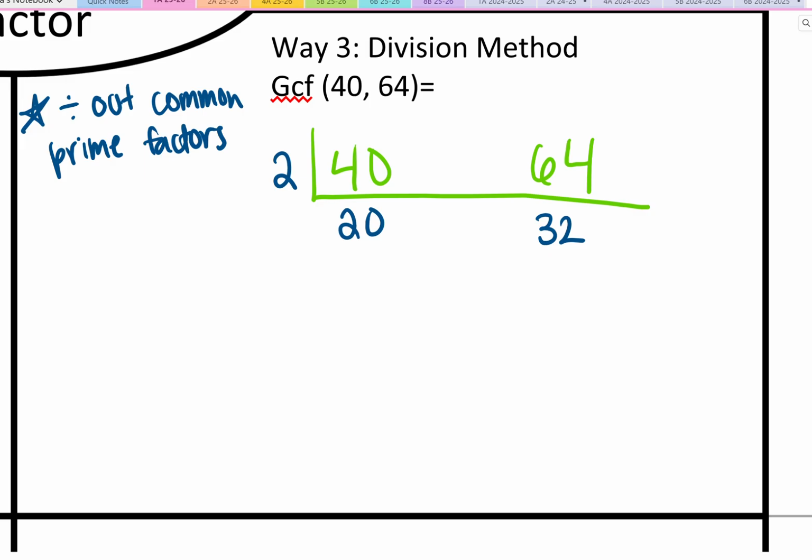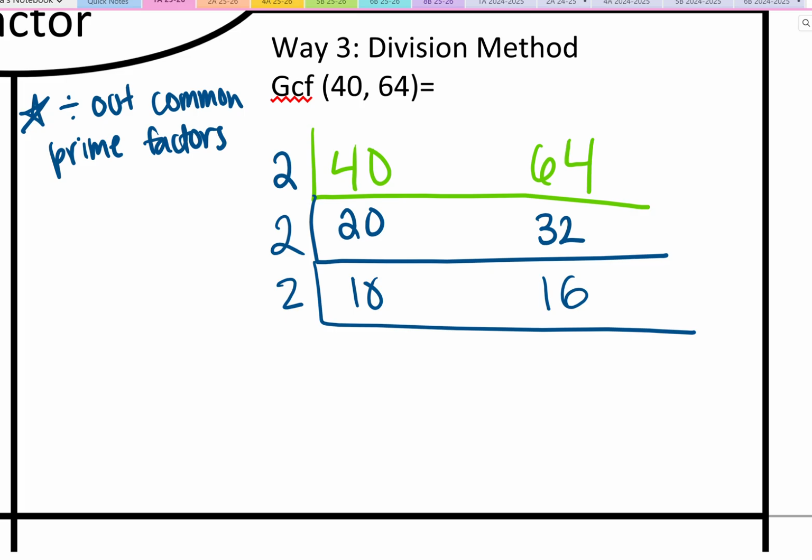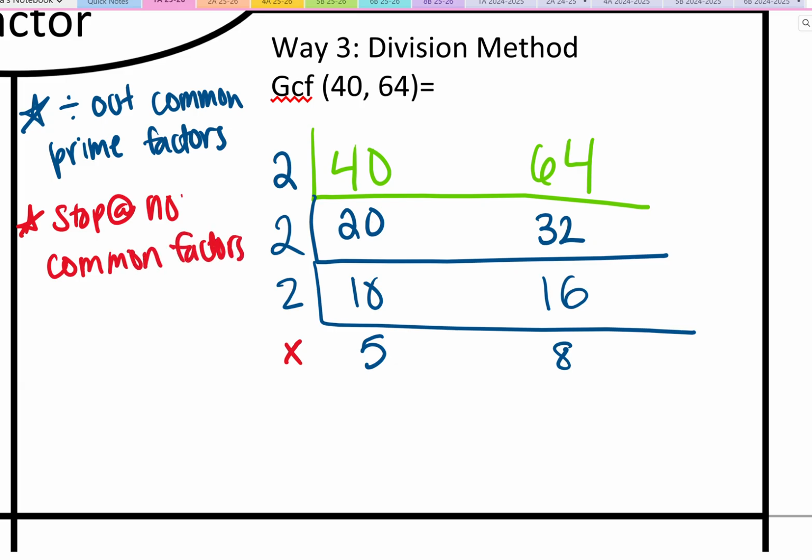32 and 20 are both even, so I know that I can keep dividing this out. I'm dividing out the common prime factors. I can divide out another 2, and that's going to give me 10, and this is going to give me 16. Okay, can I divide out anything else? 10 and 16 are both even, so I can divide out another 2. 10 and 16 divided by 2, I get 5, and I get 8. 5 and 8, they do not have any common factors, so they have no more common factors. We stop at no common factors.